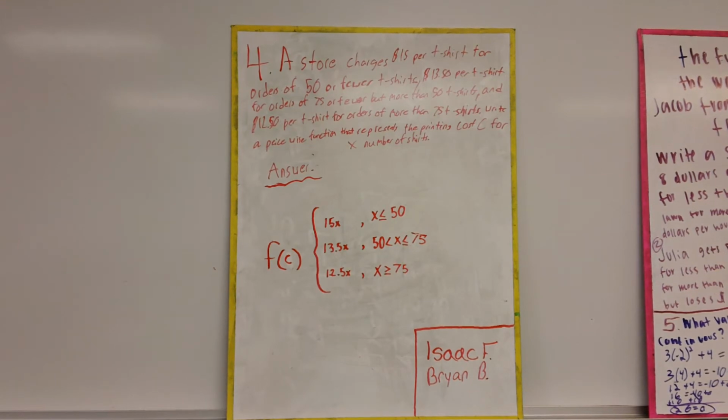And we got 12.5x with a rule of x is less than or equal to 75 because the store charges $12.5 for a purchase of 75 or more t-shirts.